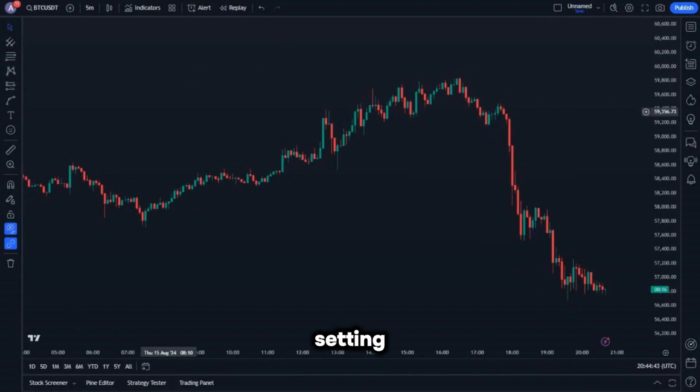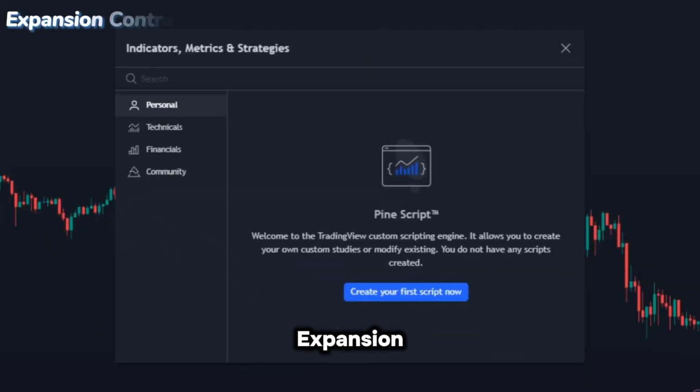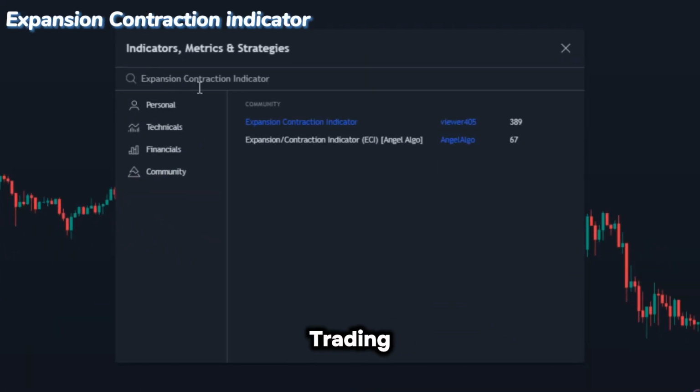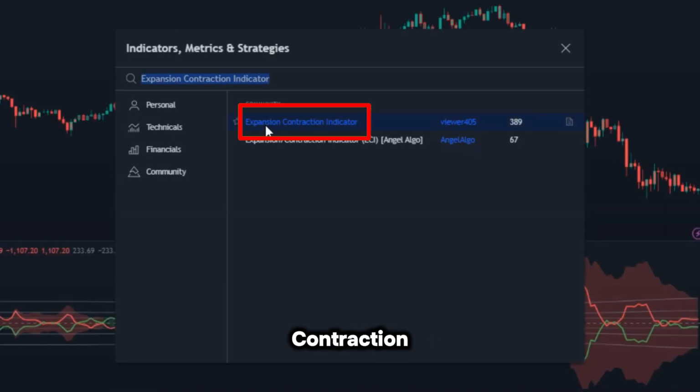Let's dive into setting up the trading strategy. Start by opening a clean chart in Tradingview. We'll be using the Bitcoin chart set to a 5-minute interval because this strategy works exceptionally well on a 5-minute chart. The first step is to search for the Expansion Contraction Indicator in the Tradingview search box. Once found, click on the Expansion Contraction Indicator option to add it to your chart.